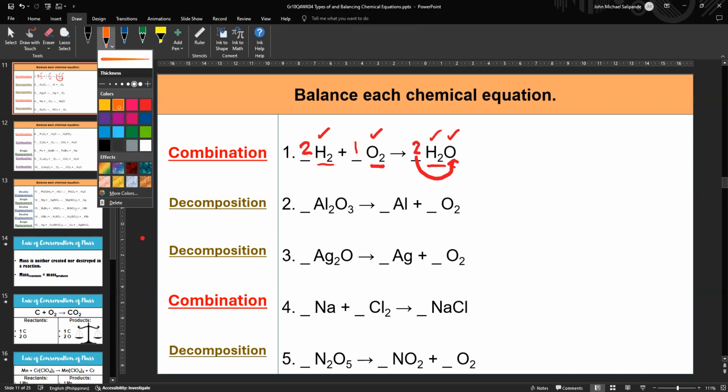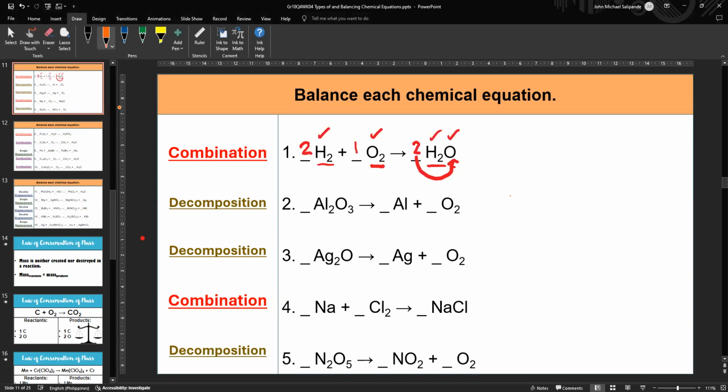For number 2, we have Al2O3 decomposing to Al plus O2. I'd like to start with oxygen because I'd like to introduce like a new rule. Technically, in balancing chemical equation, wala tayong set of structured rules to follow because this is a pretty trial and error method. So the reason why I'd like to start with oxygen is because of this. There are 3 oxygen atoms on the reactant side, and there are 2 oxygen atoms on the product side.